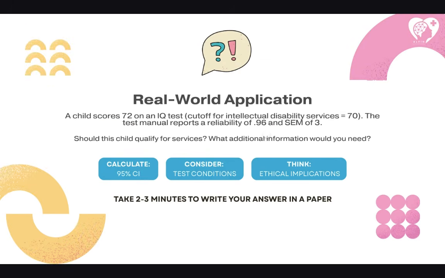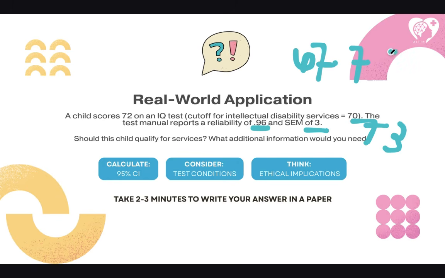As for our final discussion, let me leave you a real ethical dilemma. A child scores 72 on an IQ test with a reliability of 0.96 and an SEM of 3. Now, the observed score is 73, which is above the cut-off score. But if you're using the 95% confidence interval, the true score could be anywhere from 67 to 79. Okay, 67 to 79.